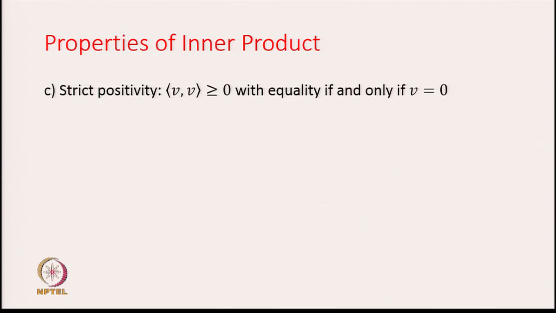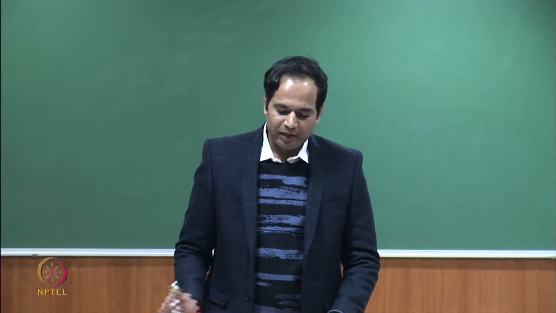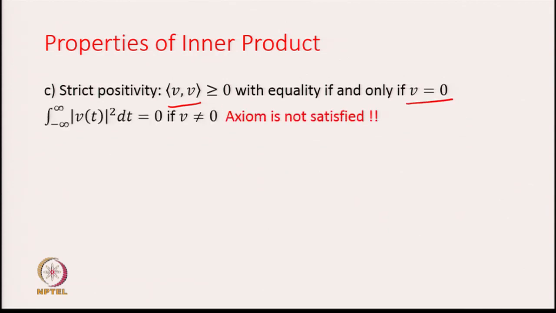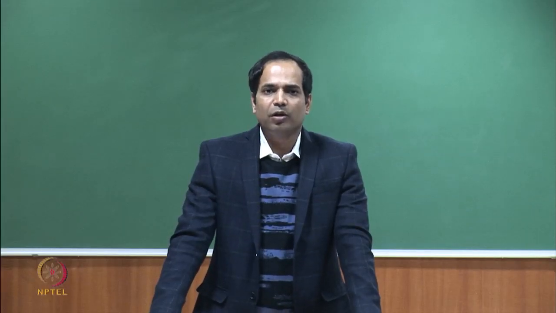So, this is the third property which we have to see, and this property is about strict positivity. Strict positivity tells me that if I take the inner product of a vector with itself, this should always be greater than or equal to 0. This is 0 only if the vector involved is a 0 vector. For the case of signals, what it would mean is, if you take the inner product of the signal with the signal itself, then this should also be a positive quantity. It can only be 0 if the signal involved is an all 0 signal.